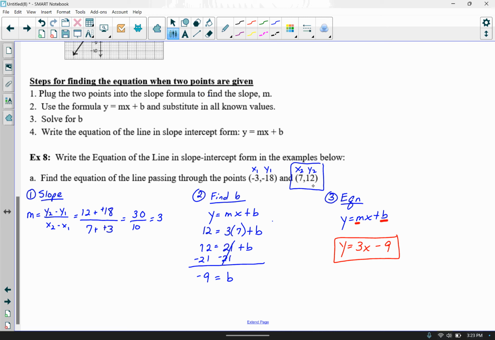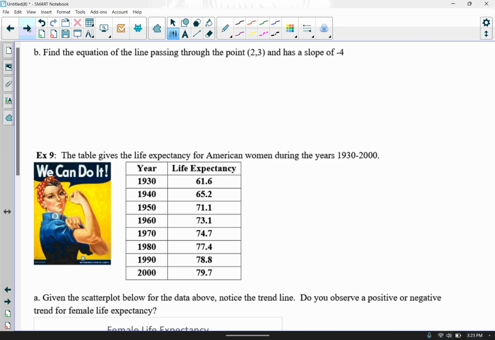Okay. All right, so let's flip it on over. I'm going to go ahead and do B here in the notes in the video, but if you'd like to try it first on your own, I encourage you to do so, and then you can play it if you need the help, okay? So again, I'm finding the equation of a line that passes through this point, and it has a slope of -4. It's the same 3-step process.